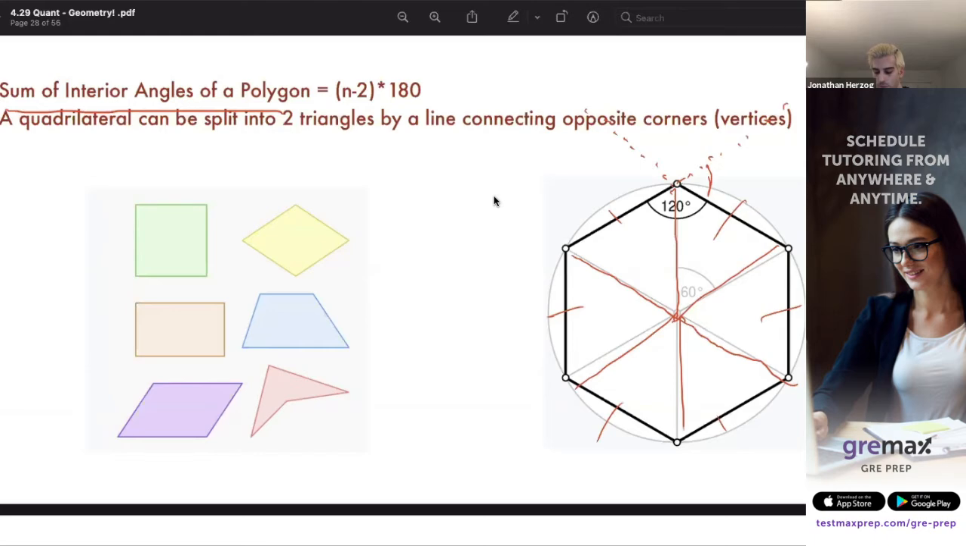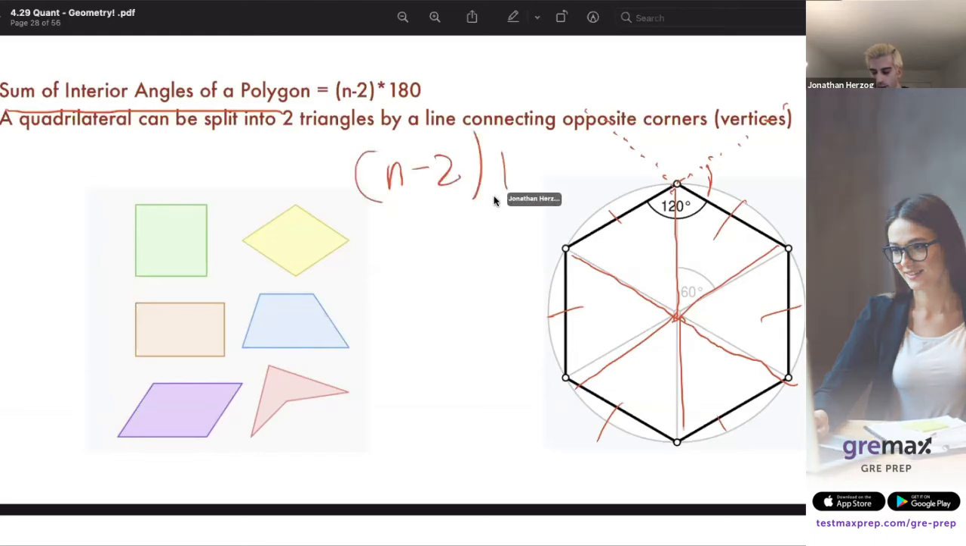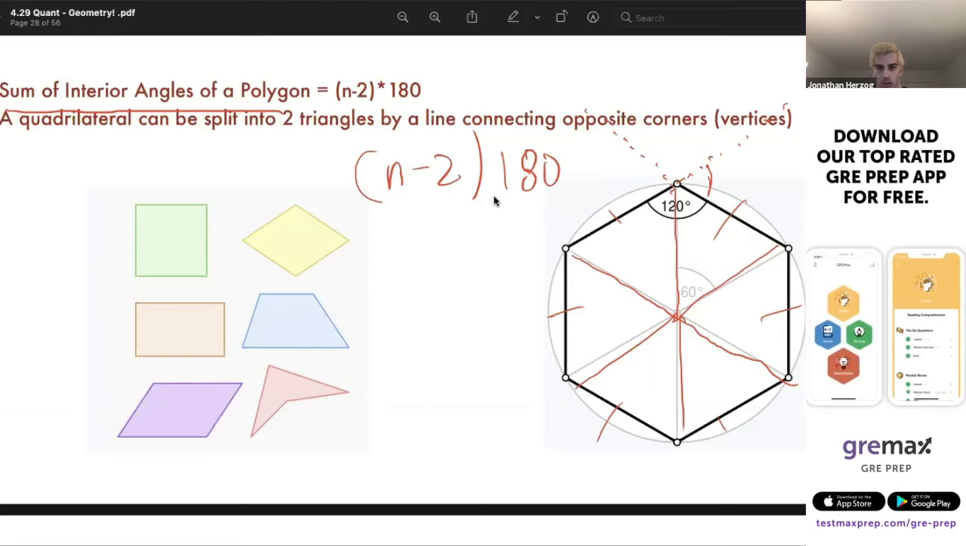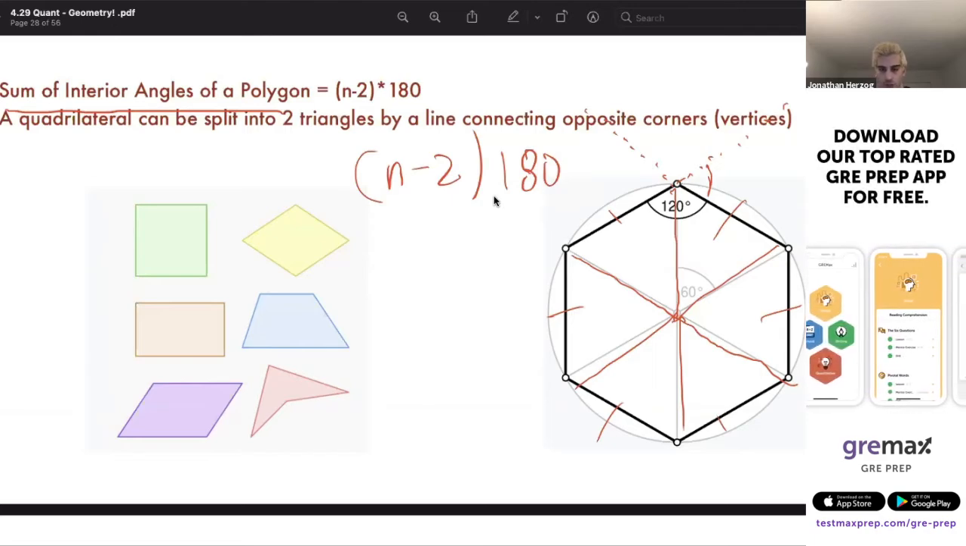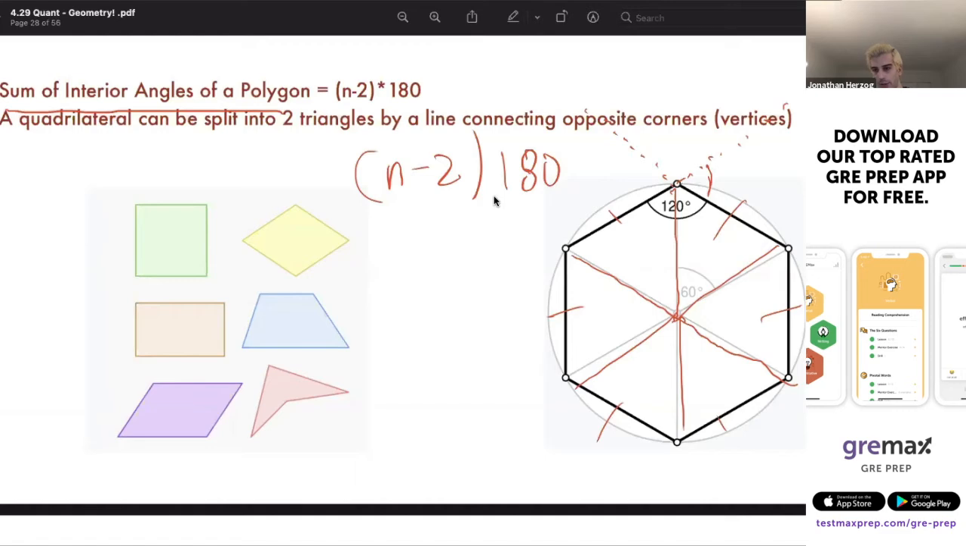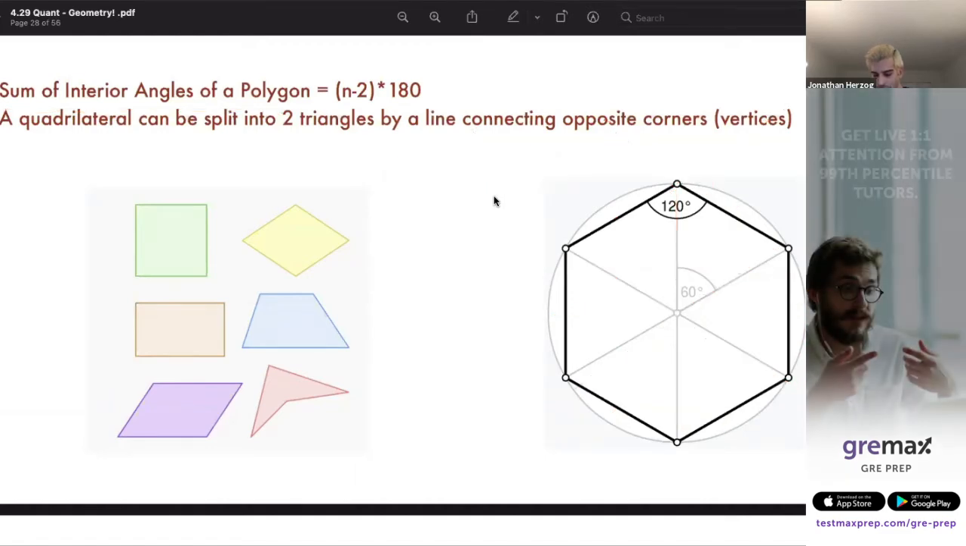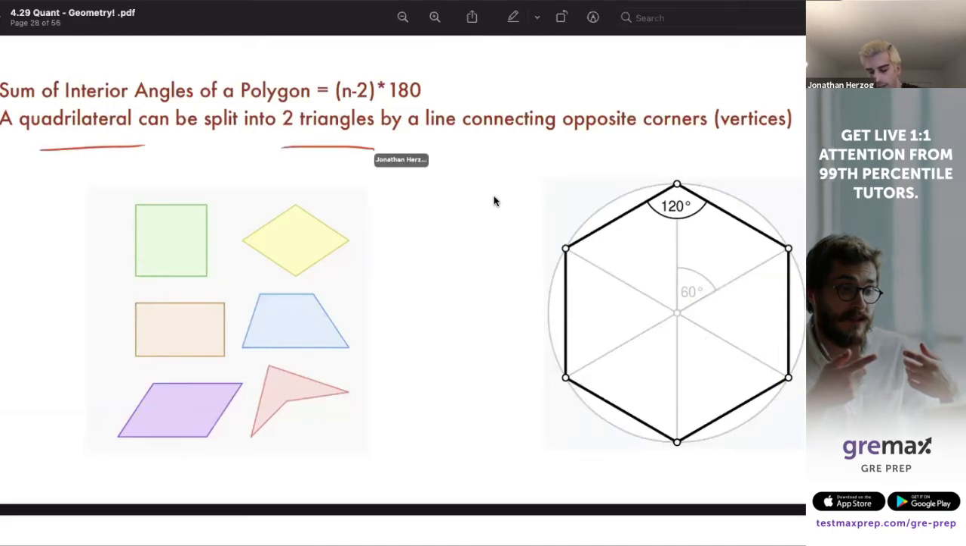And we find that the sum of the interior angles is equal to n, the number of sides, minus 2, times 180 degrees, the number of degrees inside of a triangle. Indeed, any quadrilateral can be split into 2 triangles by a line connecting opposite corners or vertices.